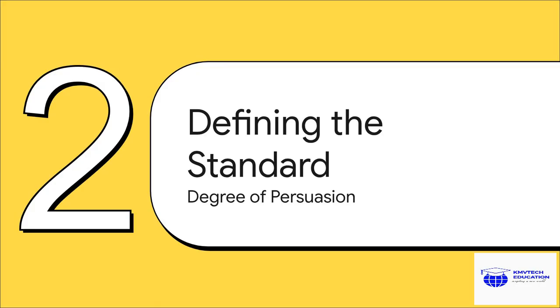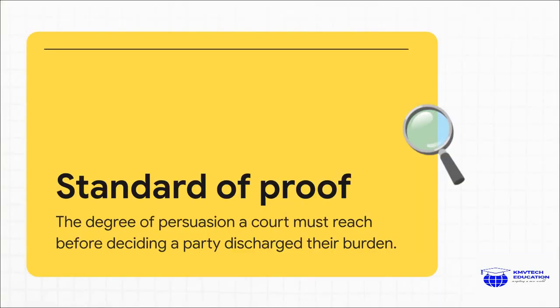Moving to Section 2, defining the standard and the degree of persuasion. This is where we lay down the formal legal definition, so please write this down exactly. The standard of proof is the level of certainty or degree of persuasion that a court must reach before it decides that a party has discharged their burden of proof on a particular issue.